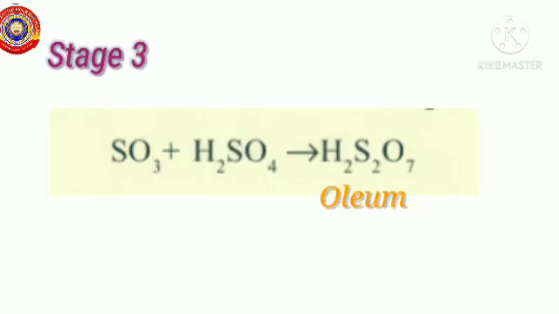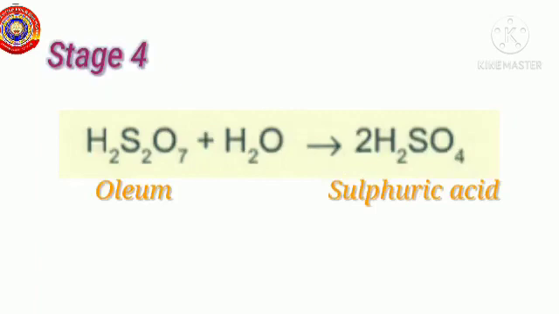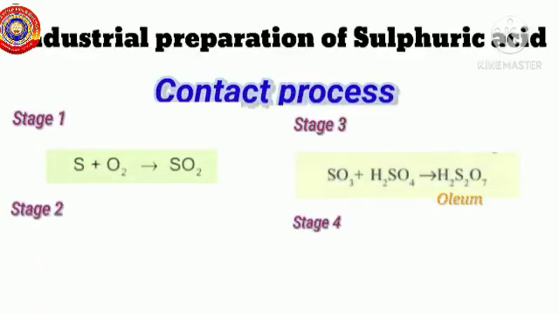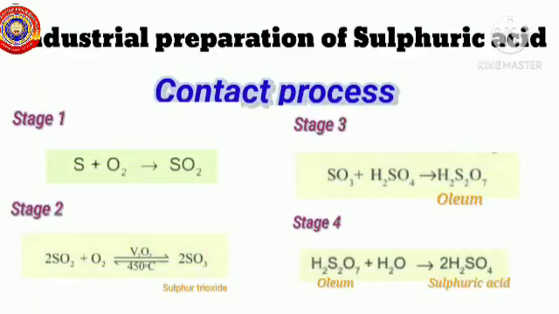In the third stage, sulfur trioxide dissolves in concentrated sulfuric acid to form a product called oleum, H2S2O7. This oleum dissolves in water to form sulfuric acid. So, dear children, this is how sulfuric acid is produced from the raw material sulfur. Let's analyze the contact process once again.